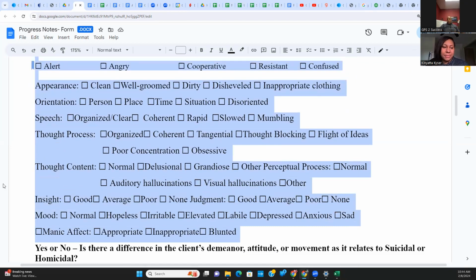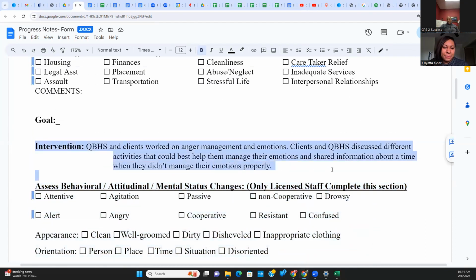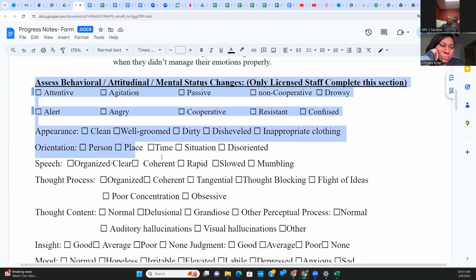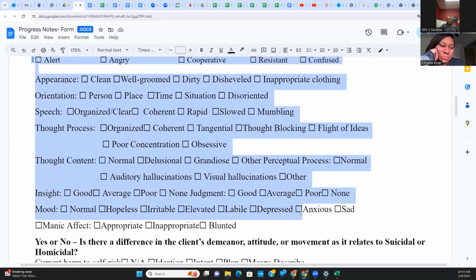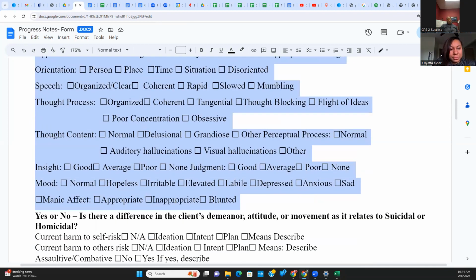Make sense? So under intervention, the note is going to be the same. The assessment part here is individualized, because each kid may come in with a different mood and a different appearance. I'll talk about that later.